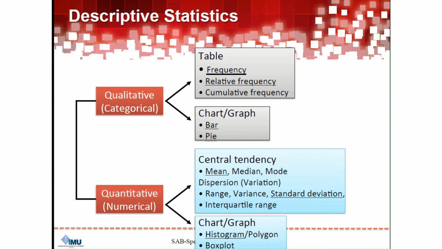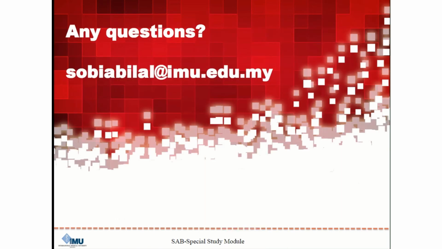So to summarize, for qualitative or categorical data, we use tables like frequency, relative frequency, cumulative frequency, and charts like bar and pie. For central tendency, we have mean, median, and mode, and mean is the most popular. For dispersion or variation, we have range, variance, standard deviation, and interquartile range. And the chart is a histogram or box plot.